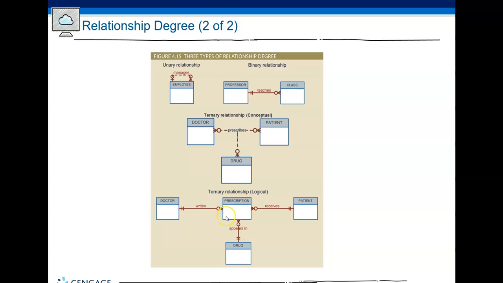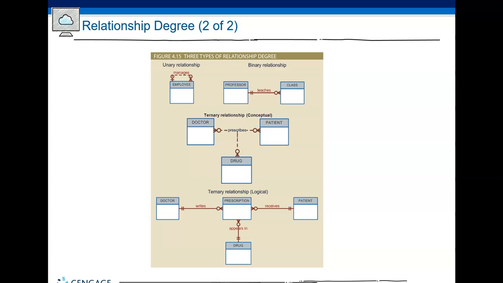This is a bridge table, except it's got 3 things instead of just 2. So a doctor writes 0 or more prescriptions. A patient receives 0 or more prescriptions, and a drug is prescribed 0 or more times. So one doctor might prescribe 2 things to one patient, and you would have the foreign keys from each. It gets complex, but again, let's step back for a second.